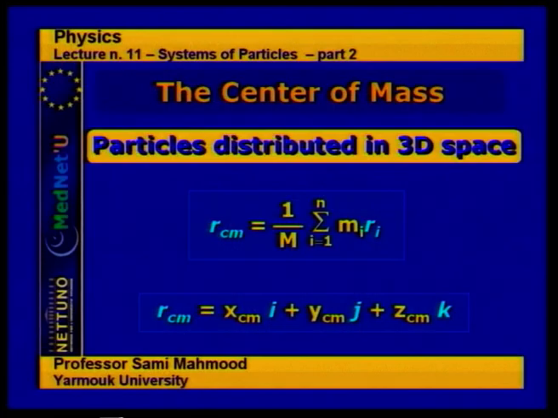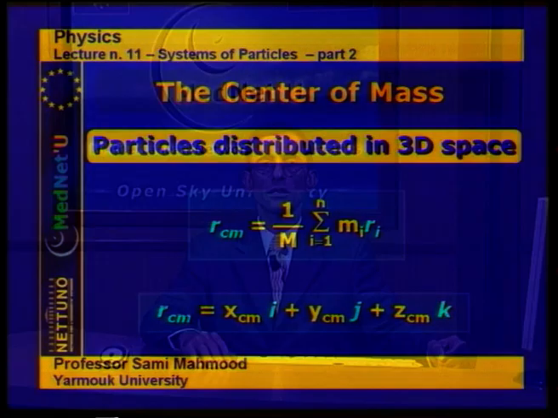Now, if we multiply the equation by capital M, which is the total mass of the system, we will have on the left-hand side M times a sub center of mass, and on the right-hand side the summation of m_i times a sub i. The summation of m_i a_i is simply m1 a1 plus m2 a2 plus m3 a3, and so on.